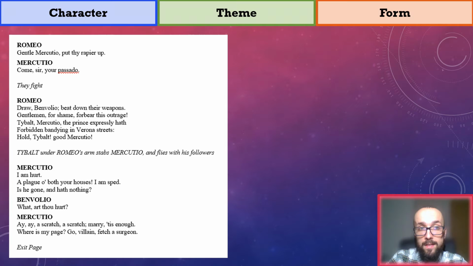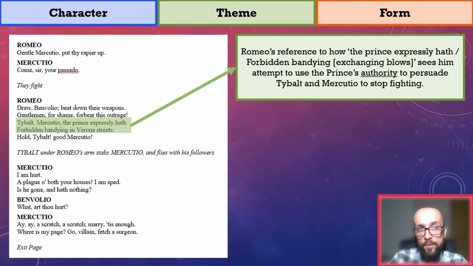Mercutio and Tybalt then fight. As they do so, Romeo refers to how Prince Escalus has expressly forbidden bandying in Verona's streets, which sees him attempt to use the prince's authority to persuade Tybalt and Mercutio to stop fighting. You could even argue that by appealing to the Prince's authority rather than his own, Romeo is presented as a powerless character.